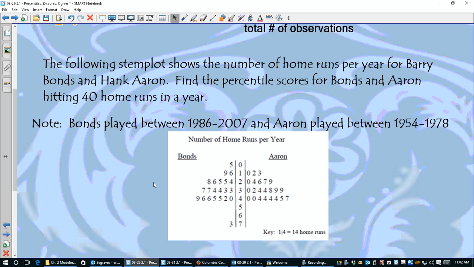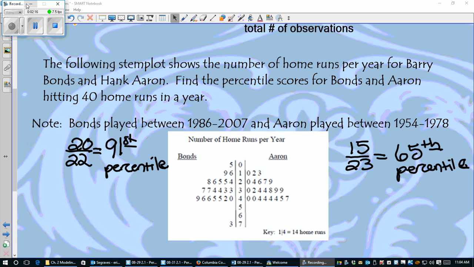First, let's look at the percentiles for Barry Bonds and Hank Aaron. They're baseball players, and here we have a back-to-back stem plot that displays the number of home runs per year that each of them had over their careers. Barry Bonds had 22 years in his career, and Hank Aaron had 23 years in his career. There are different time periods, so you should keep that in mind whenever you're comparing these distributions.